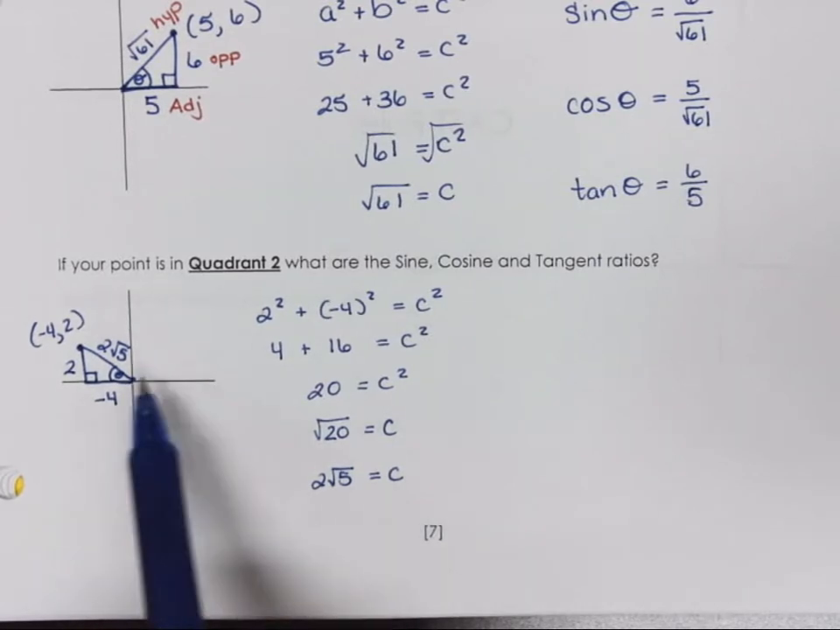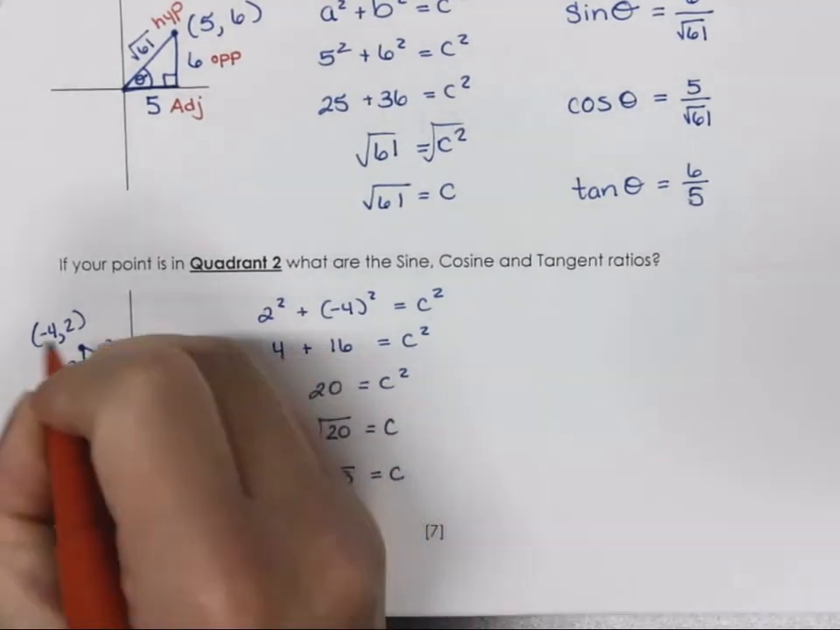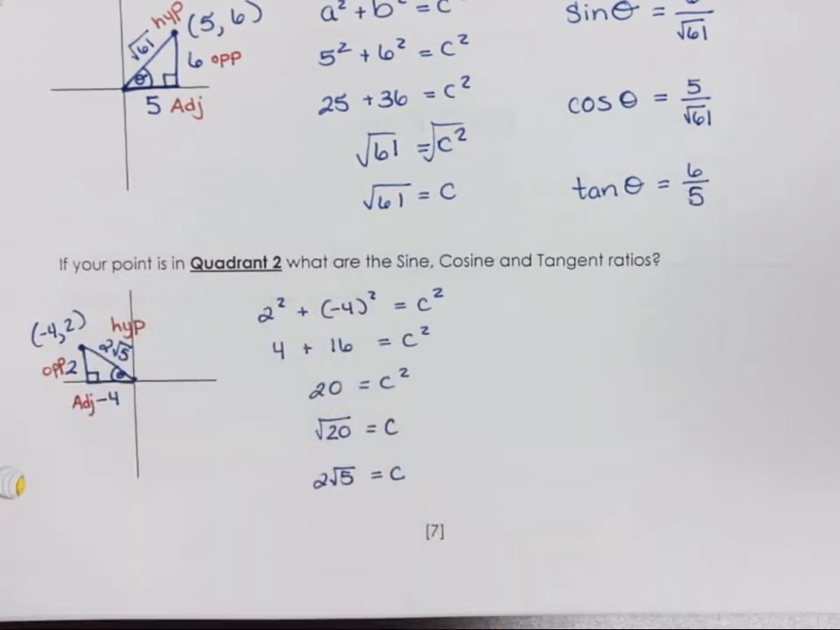So remember that theta is always made with the origin. And now I'm going to go ahead and label my sides. So this is my adjacent. This is my opposite. This is my hypotenuse.